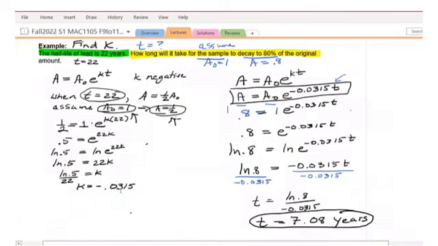Okay, so this is a very common pattern to problems that you will see. Any questions about any part of this problem? Okay.